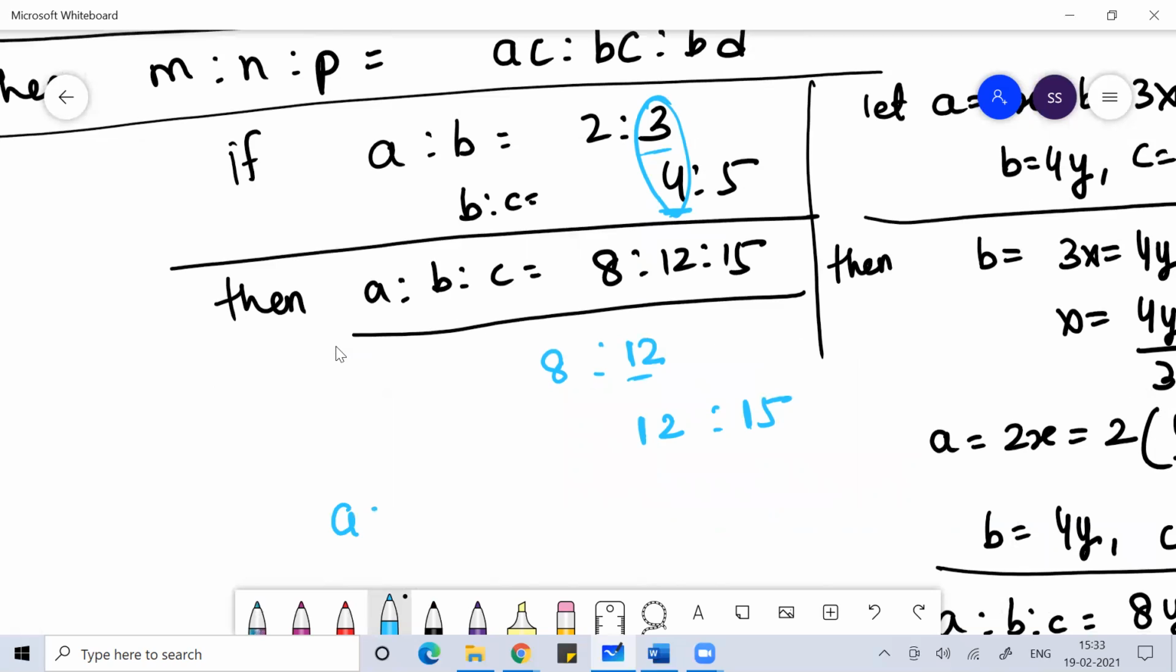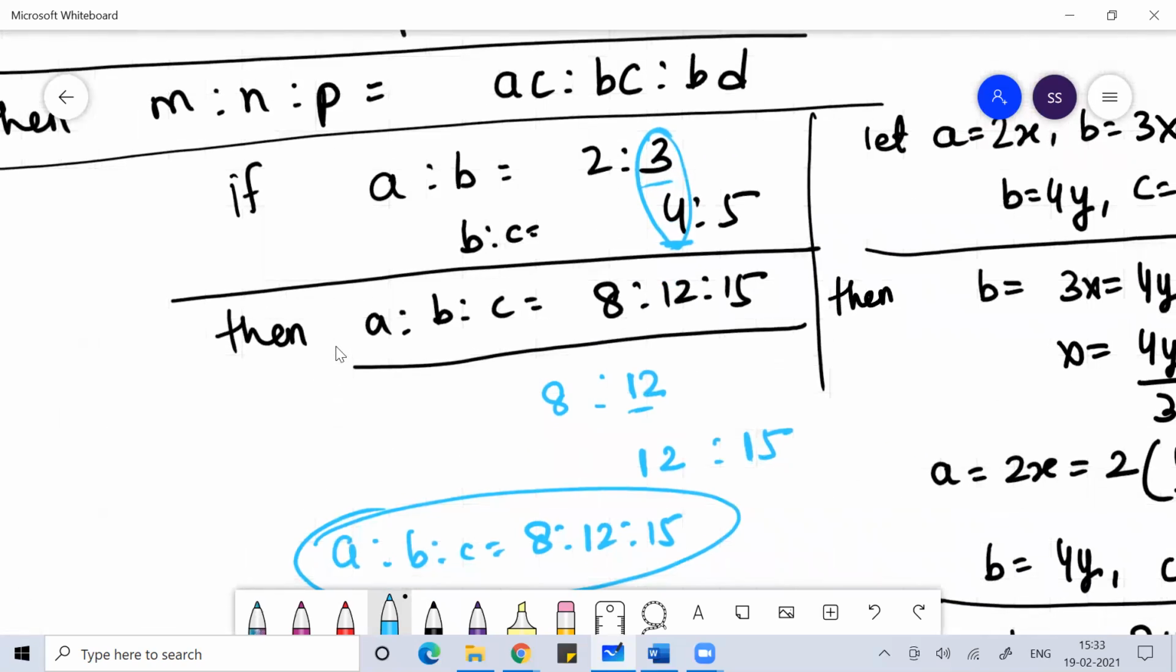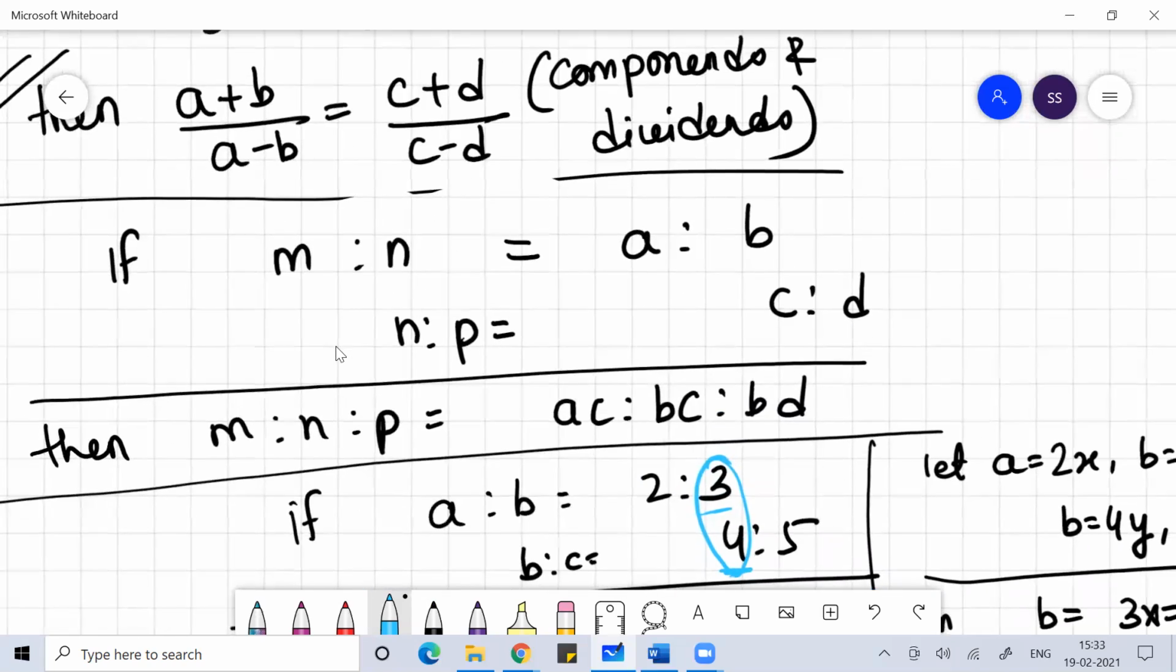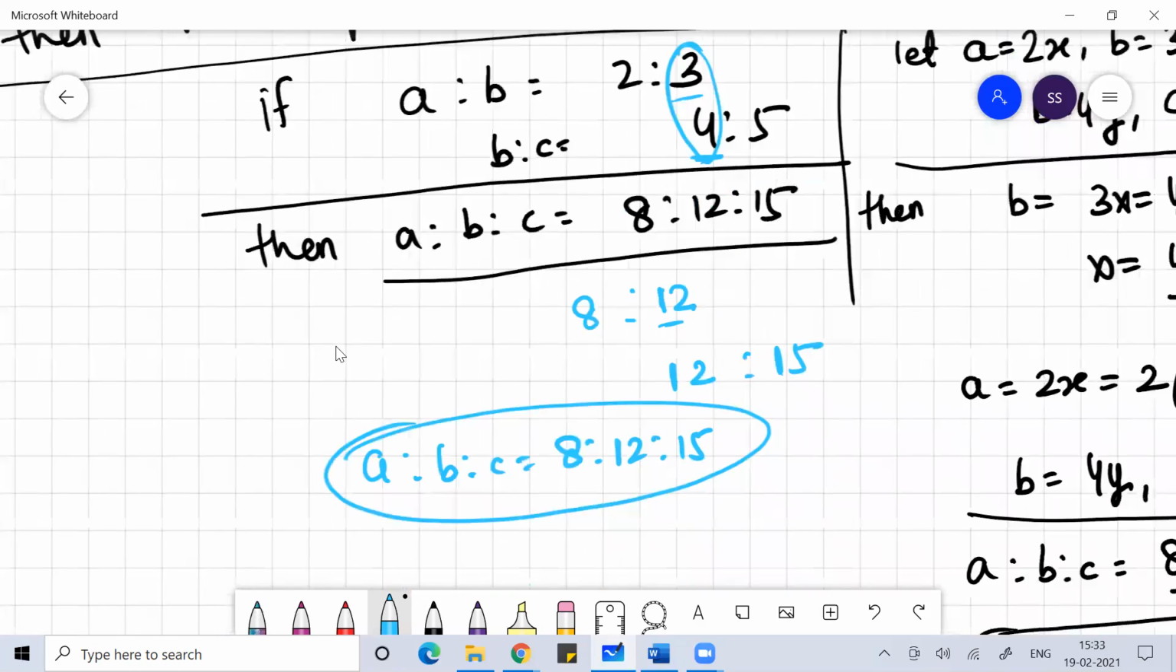So A is to B is to C, that is 8 is to 12 is to 15. So this part, I believe everyone is clear with this part. Fine. So remember this. This is very important. This relationship is very important in the chapter ratio and proportion.